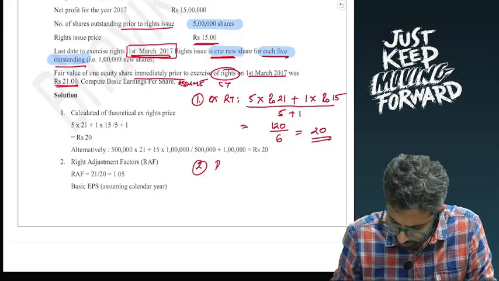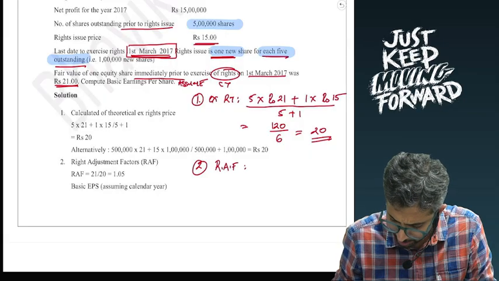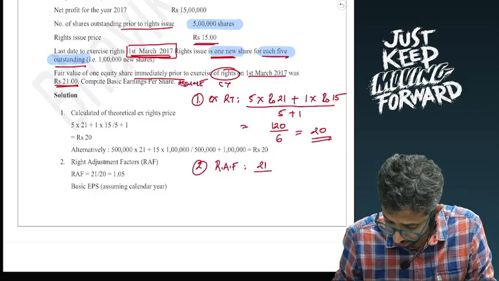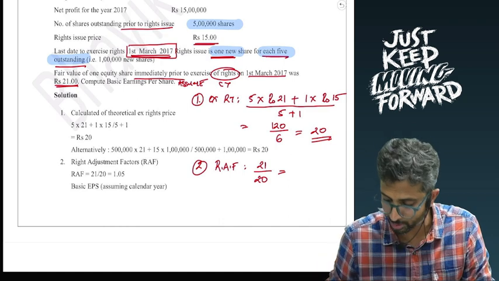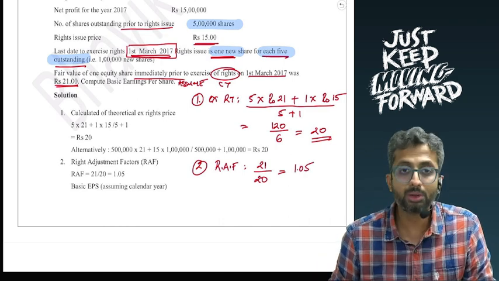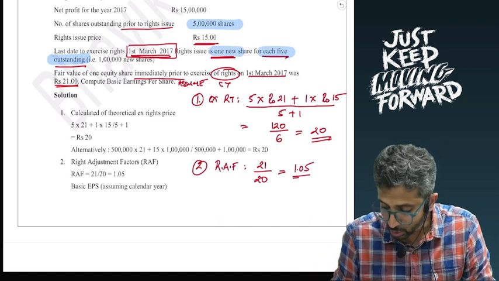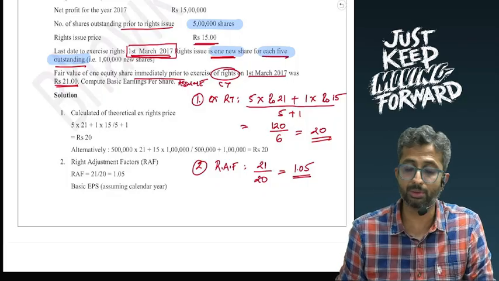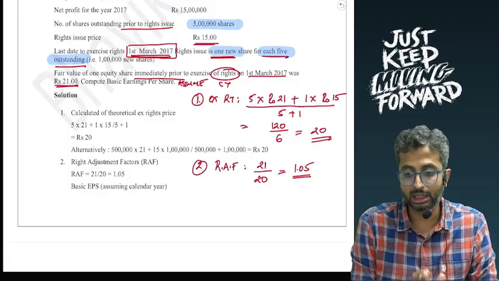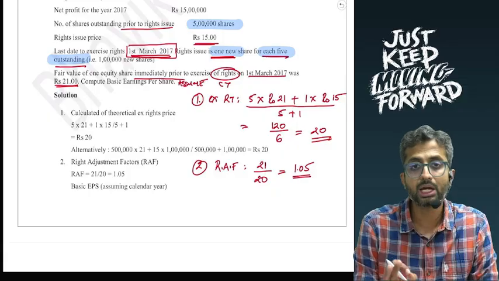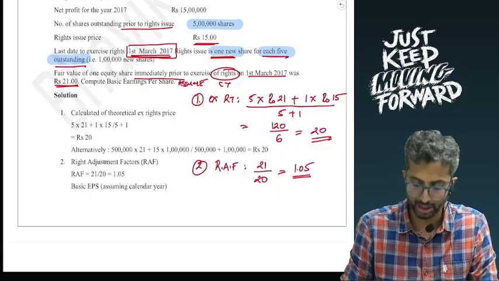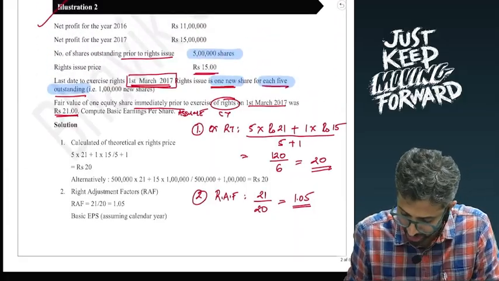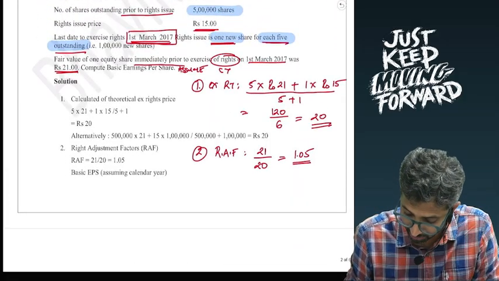Point 2, you will try to find the rights adjustment factor. You will say pre-rights, the value was 21. Post rights, the value is 20. So 21 divided by 20 comes to around 1.05, which will be the rights adjustment factor. Now this will be multiplied, when we calculate the basic EPS, to all the shares that are outstanding prior to the date of rights. And in the year when rights shares are issued, you will do a cumulative working for the weighted average. So over here, if I look at bonus, it will be retrospectively adjusted.